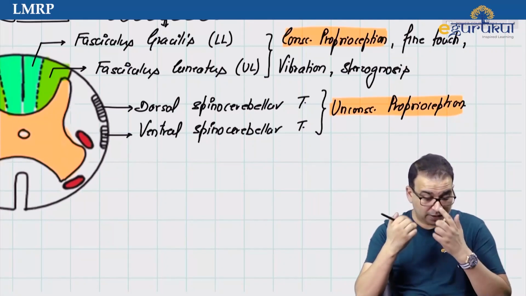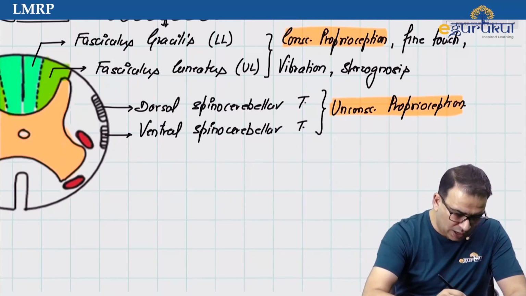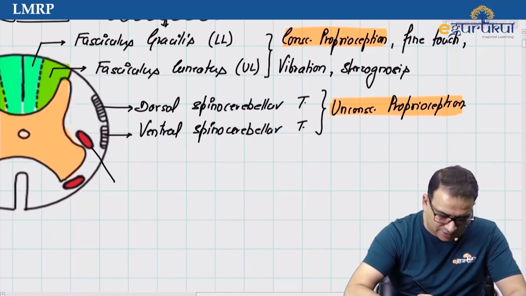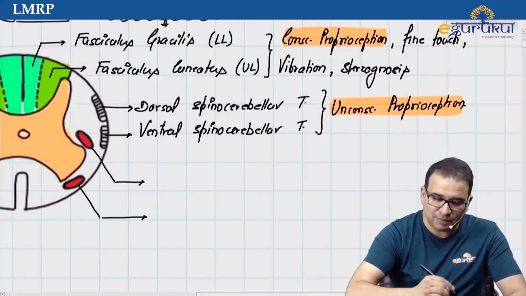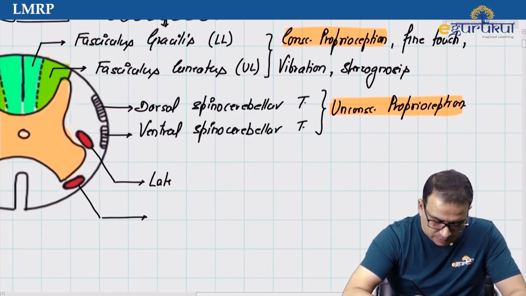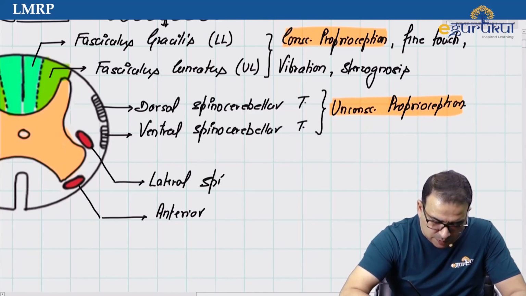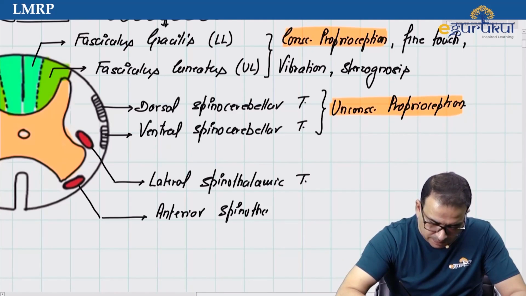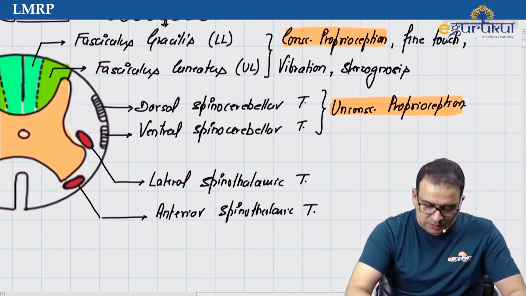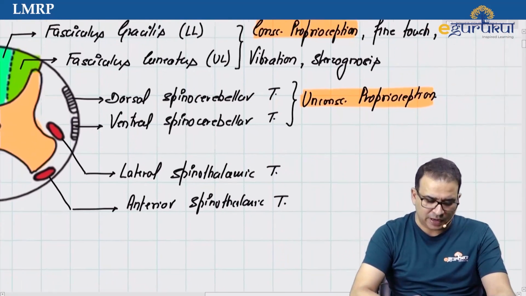That's the spinocerebellar tract. Then there are two other important major tracts, one toward the lateral side and one toward the anterior side of the spinal cord, and that's how they're named. This is lateral, this is anterior. Lateral what? Lateral spinothalamic tract. This tract here is the lateral spinothalamic tract, and this one here is the anterior spinothalamic tract.